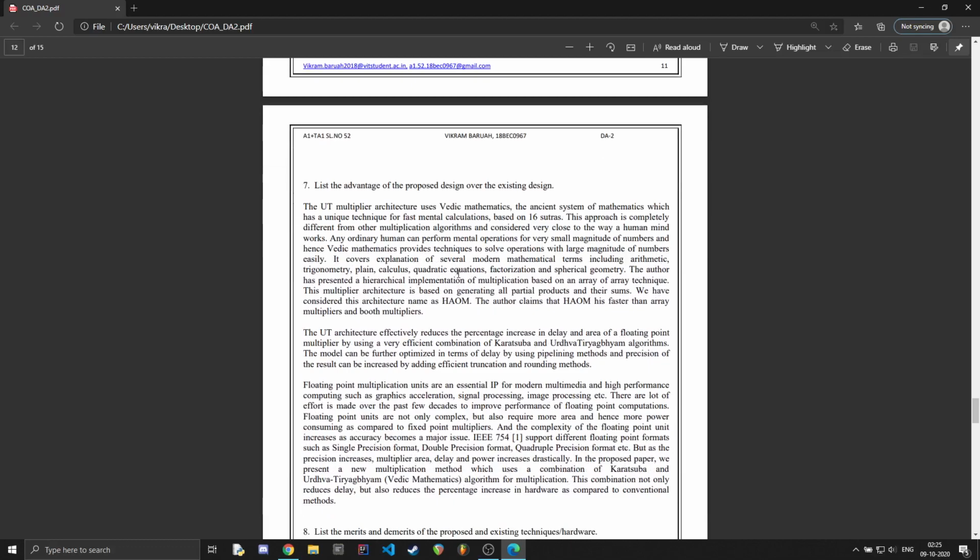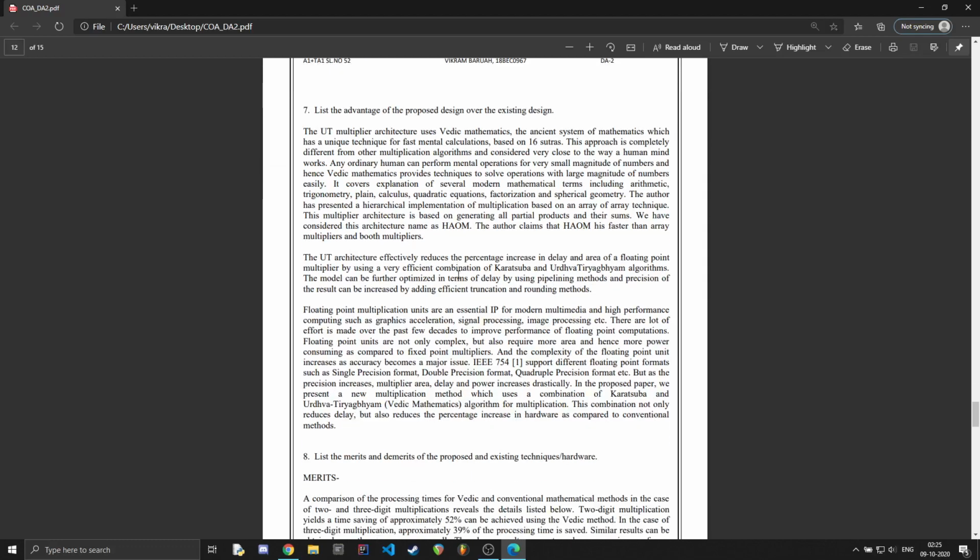Moving on to the next question, we have to list the advantages of the proposed design. So as I stated in the previous answer, the UT multiplier is actually quite fast, and it is faster than the array multipliers and Booth multipliers because it uses Vedic mathematics compared to the algorithms that are being taught to us, and Vedic maths provides techniques to solve operations with large magnitude of numbers easily.